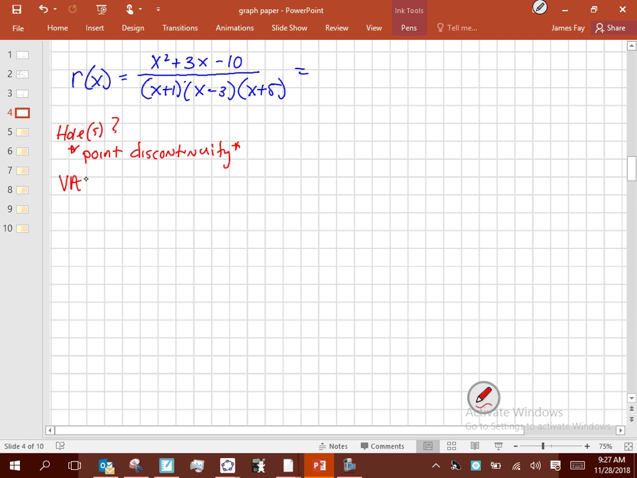Together with holes, we usually look for vertical asymptotes. They kind of intertwine with one another. Then we're going to look for our horizontal asymptotes. If we don't have a horizontal asymptote, we'll have a slant or an oblique one. Then we look for whether we cross that, right? And then we do x-intercepts and y-intercepts.